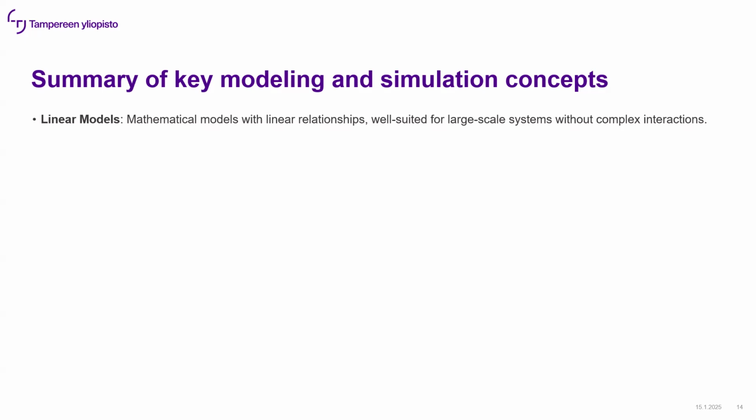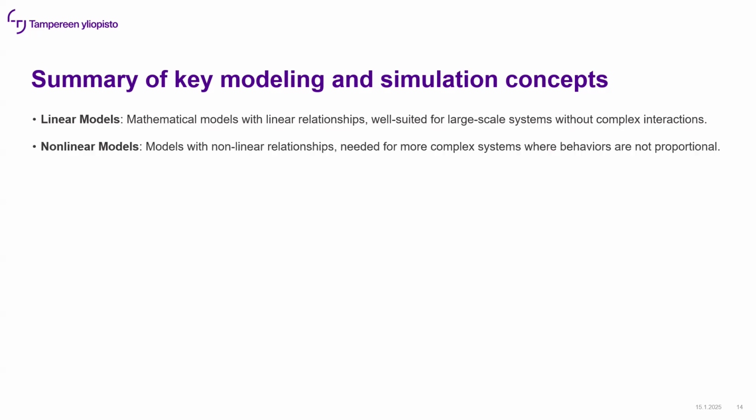It's something that I calculate before the actual modeling procedure happens. So in some cases, even though you are using these polynomial fits and higher or logarithmic functions, it doesn't make it a nonlinear model. So you have to differentiate between those. So nonlinear models, models with non-linear relationships, needed for more complex systems where behaviors are not proportional. This could be, for example, an efficiency of a partial load operation. Is it a straight line or is it a curved line as it is in reality?